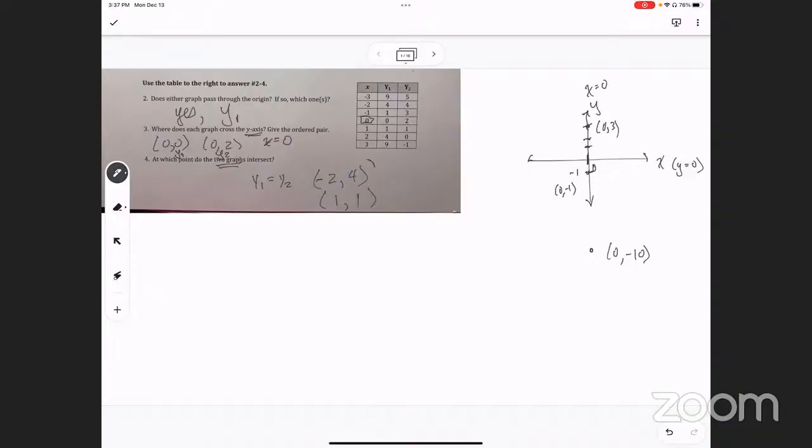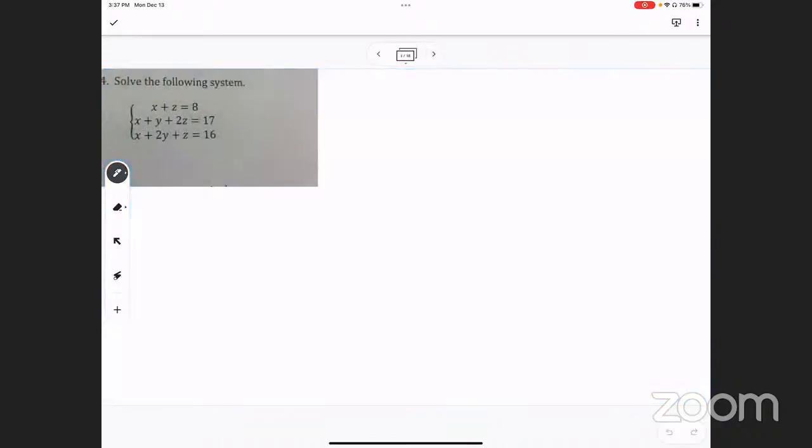1 comma 1. So those are your 2 points where they intersect. Okay. All right, solve the system of equations.